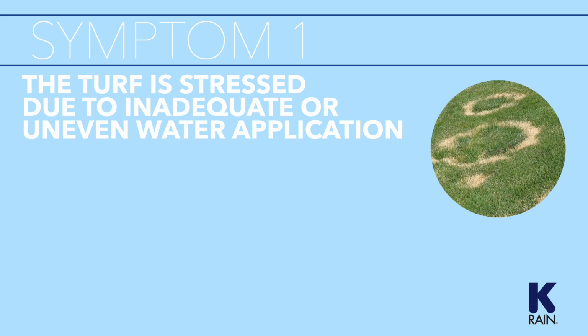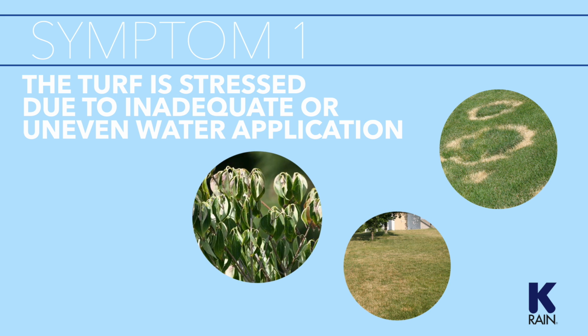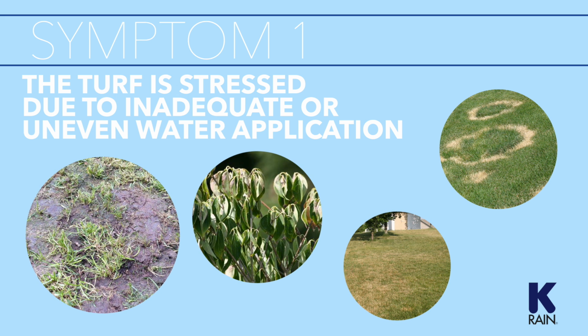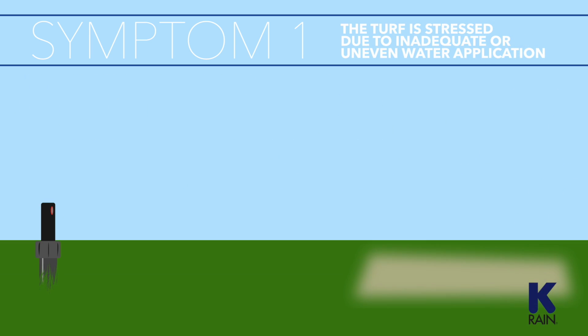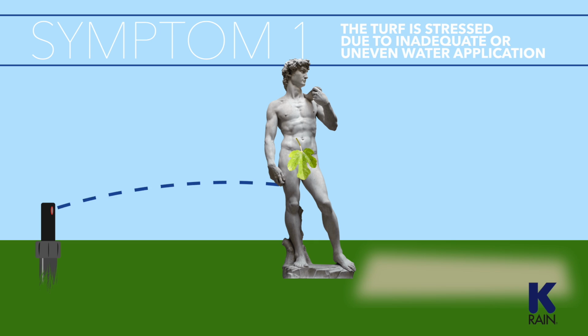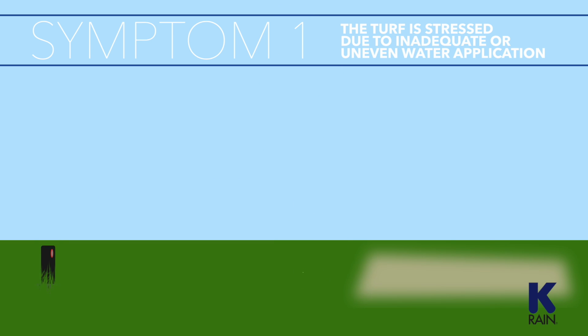This can take the form of rings, dry areas, stressed plants, and other evidence of patchy water application. If the turf is stressed, something is preventing the water from reaching its destination as it was designed, or should have been designed, to do. The first thing to check for are physical obstacles that might be getting in the way of the water. A common problem with older systems is that the sprinkler heads sink into the ground, causing the head to be too low to deliver water effectively.